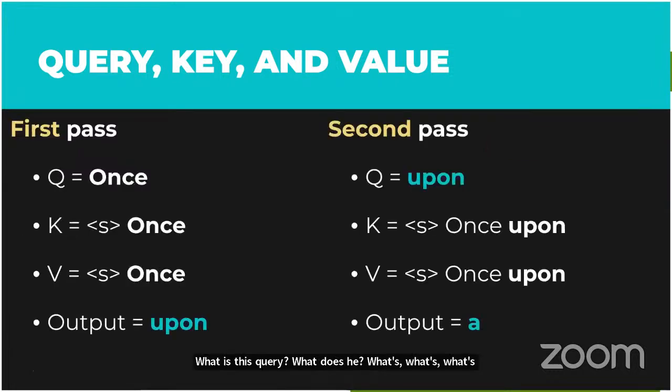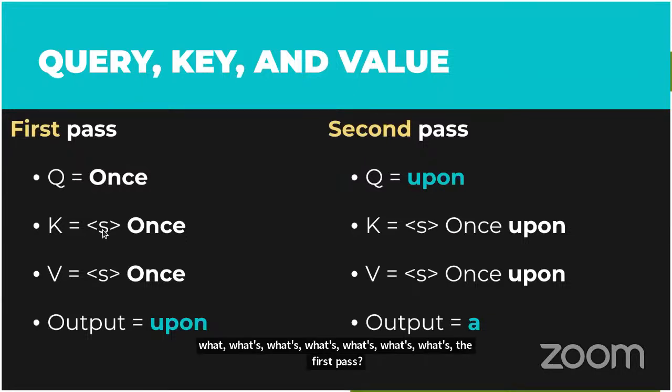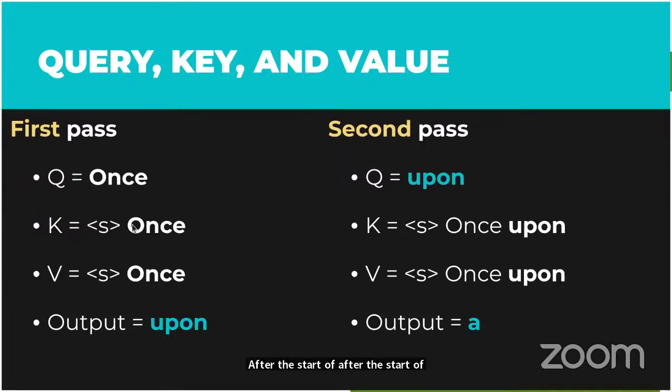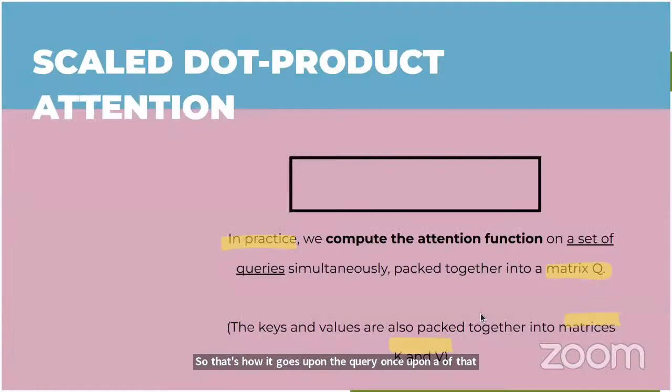So what happens is that at the first pass, after the start of sequence token, once is the query, once and this is the key, and the output is upon. So that's how it goes. Upon is a query, once upon, and all of that. The output is a. So that's how it goes in the attention mechanism.